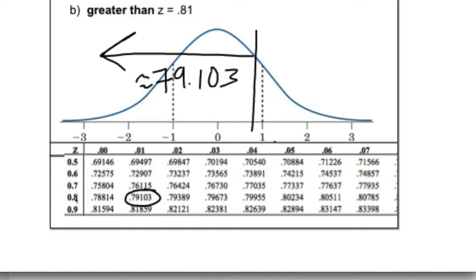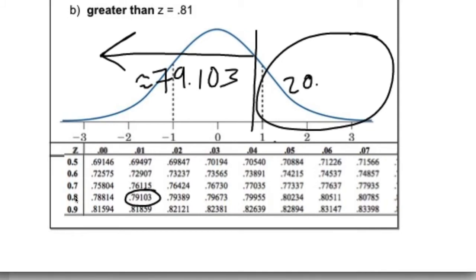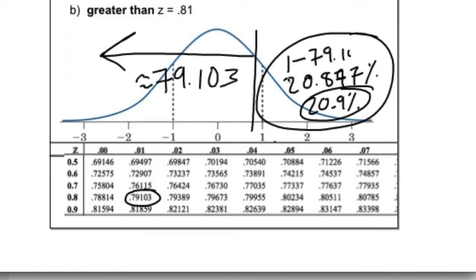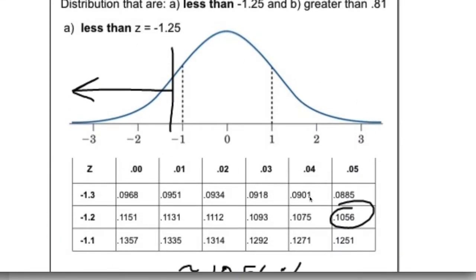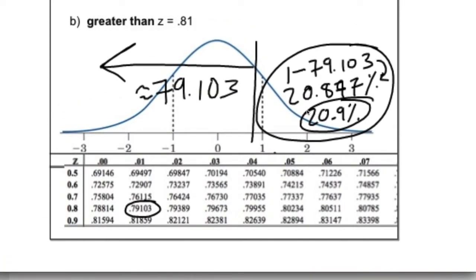is about 79.103%, which means the actual answer I'm looking for is everything greater than it, which would end up being about 20.897%. We could probably just call that 20.9% as your answer. So if it's greater than, you have to do 1 minus your 79.103 to come up with your percentage there. If it's less than, then you can just take it straight from the table. If it's greater than, then you have to subtract.